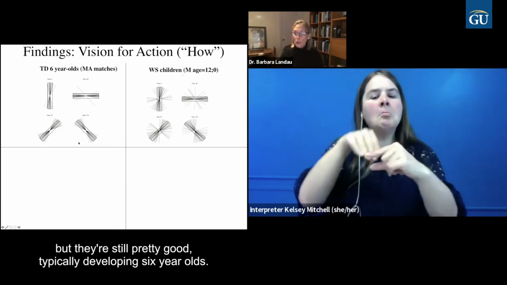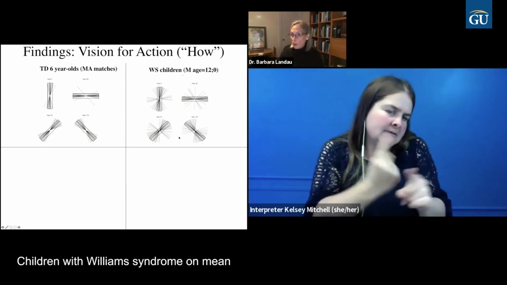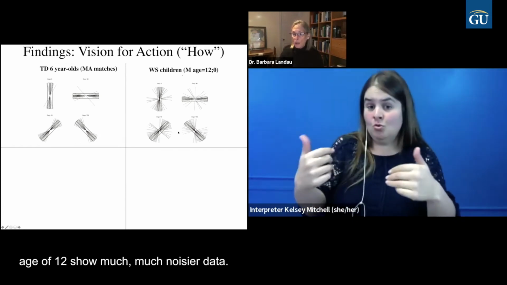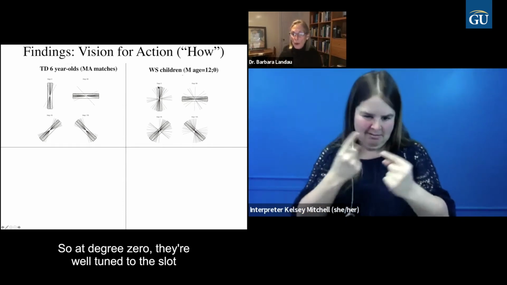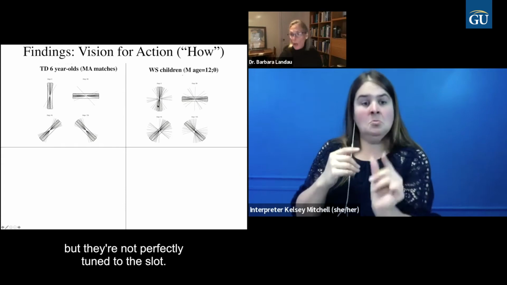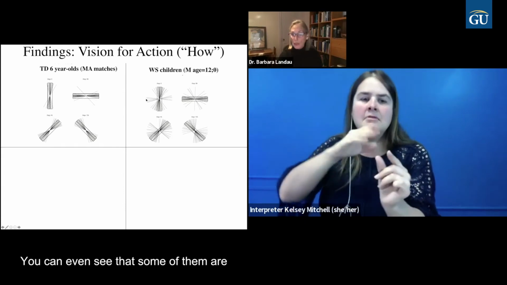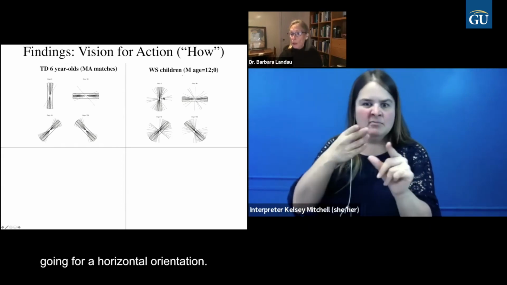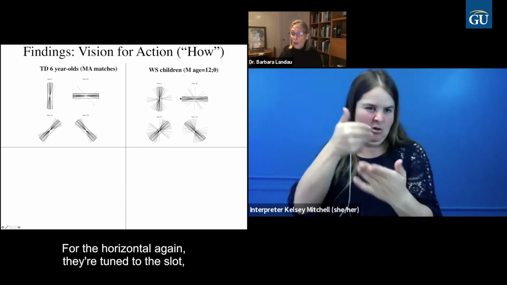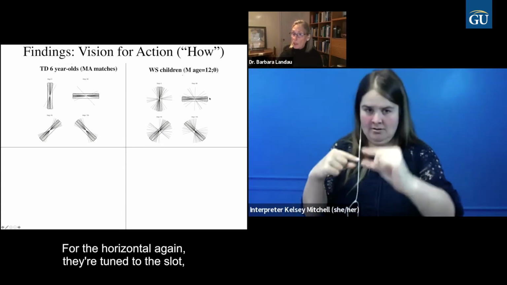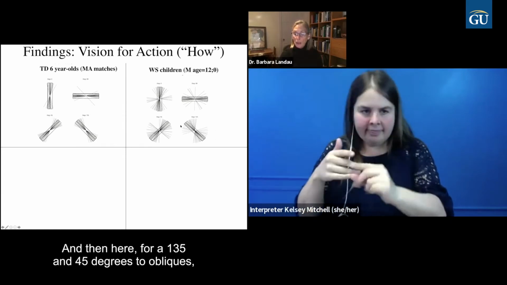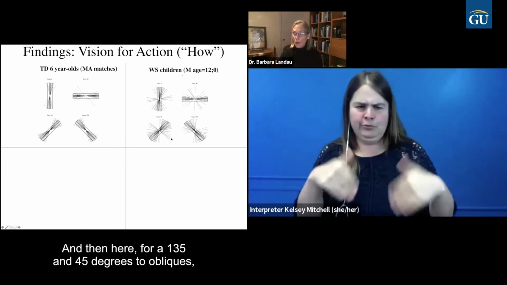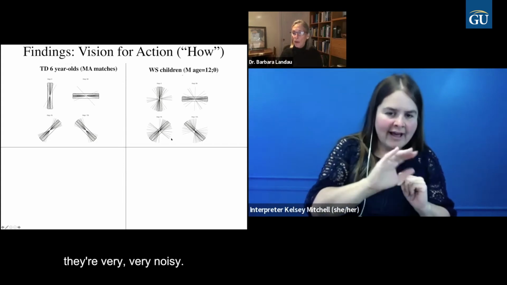Typically developing 6-year-olds. Children with Williams syndrome, on mean age of 12, show much, much noisier data. So at degree 0, they're well tuned to the slot, but they're not perfectly tuned to the slot. You can even see that some of them are going for a horizontal orientation. For the horizontal, again, they're tuned to the slot, most of them, but there's a huge amount of noise. And then here, for 135 and 45 degrees, the 2 obliques, they're very, very noisy.